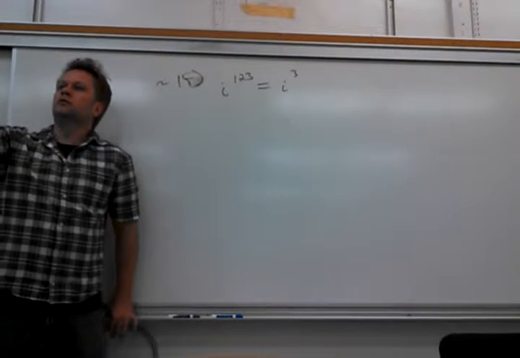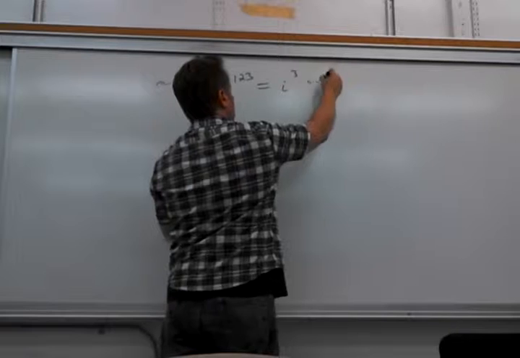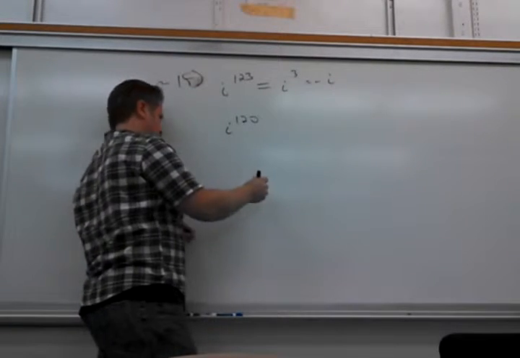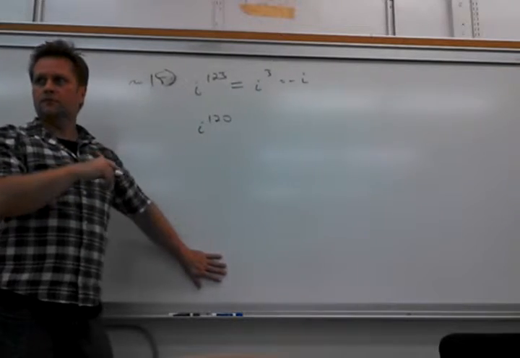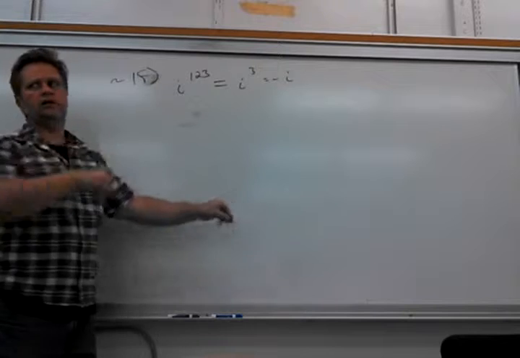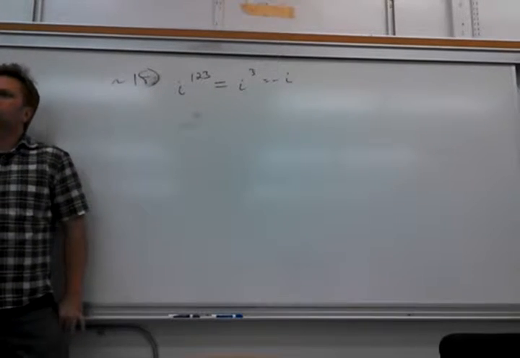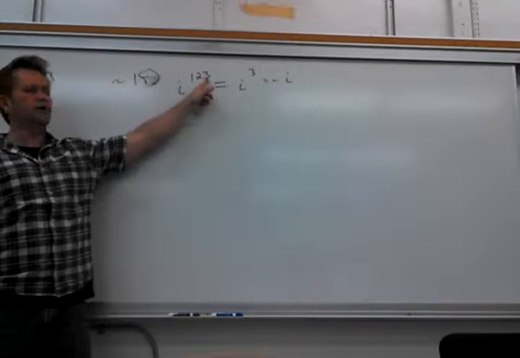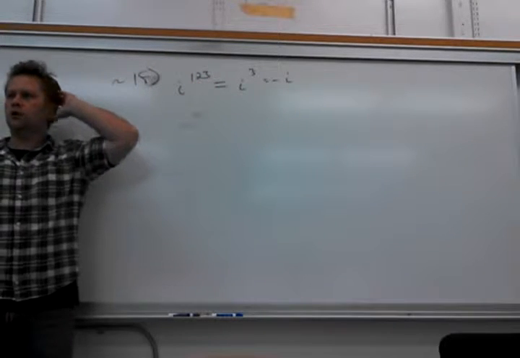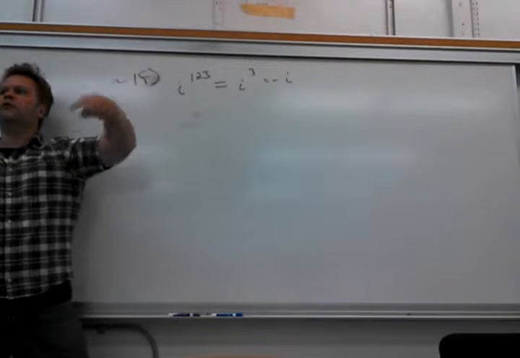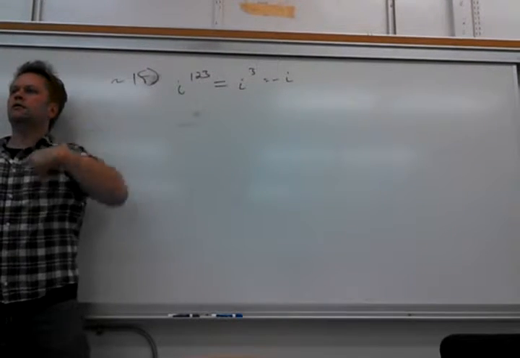Negative i. If 4 goes into it evenly, why would it just be i to the 4th? It totally would be. Right, you'd put i to the 4th. But 4 didn't go into 123 evenly. It would go into 120 30 times, and there would be 3 left over. So what matters is the remainder that you get once you divide by 4. Why 4? Because that's the length of the cycle.